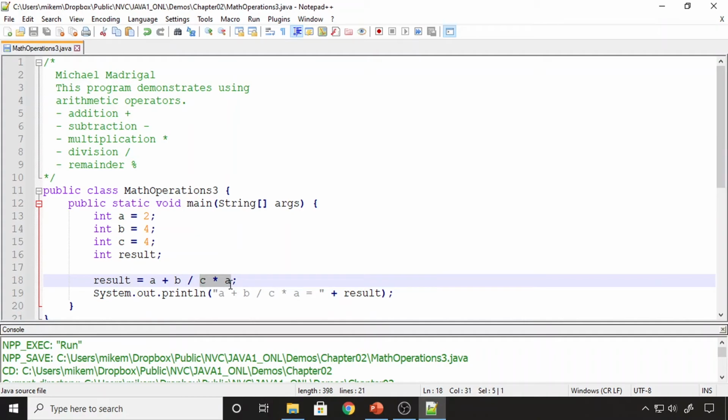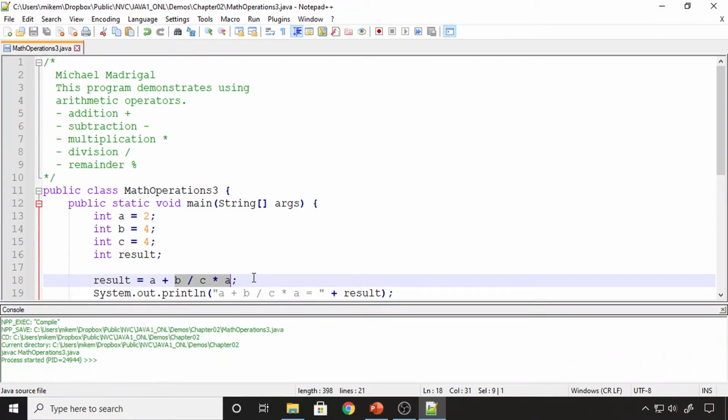Now, if this did occur first, the C times the A would have resulted in an 8, and then B divided by 8 would have been 4 divided by 8, which is 1/2, right? So that's a fraction. Because these are integers, that would have been a 0, and the result of this would have been a 2. So if I get a 2, that means that this happened first, which it won't, obviously, because Java follows this order of operations just like we do in math.